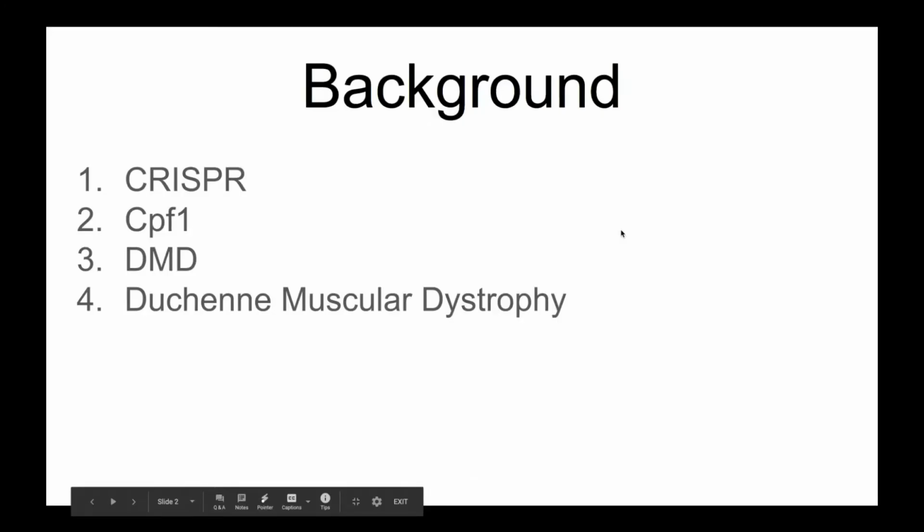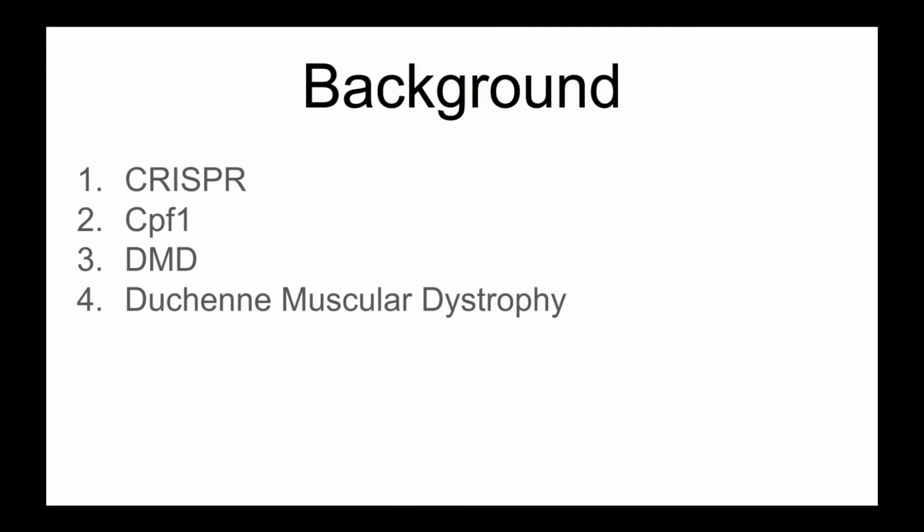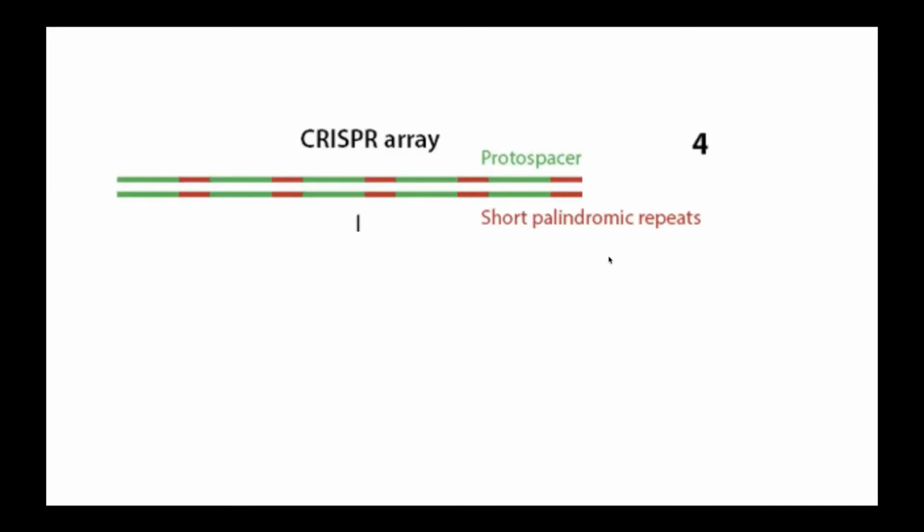In terms of background, I want to briefly mention 4 things: CRISPR, its associated protein CPF1, the dystrophin gene DMD, and Duchenne muscular dystrophy, the disease that results from dysfunctional dystrophin. CRISPR stands for clustered, regularly interspaced palindromic repeats.